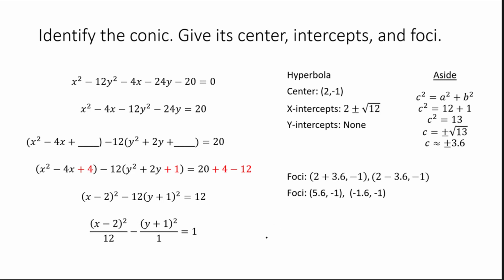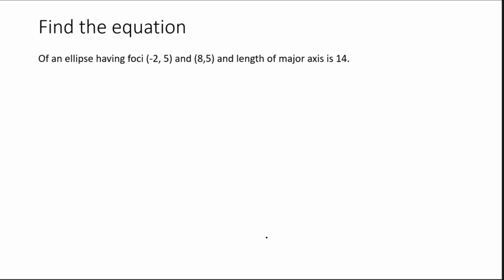Now, working backwards, if you had to find the equation of one of these shapes, so you're given maybe the foci and the center, how would you find the equation? So in this example, we're trying to find the equation of an ellipse. And what we're told is that we have foci at (negative 2, 5) and (8, 5), and the length of the major axis is 14.